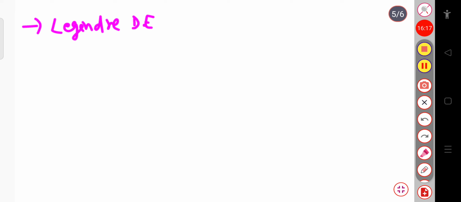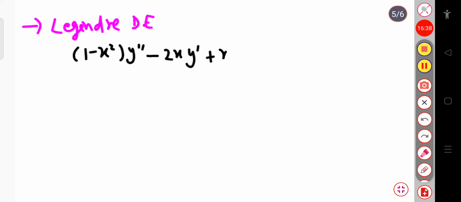So the question in the exam asks for the type of the Legendre differential equation, that is, you have to just identify which equation will be the Legendre differential equation. So let me write, this is (1 minus x square) y double prime minus 2x y prime plus n into (n plus 1) into y equal to 0, where n is a positive integer.